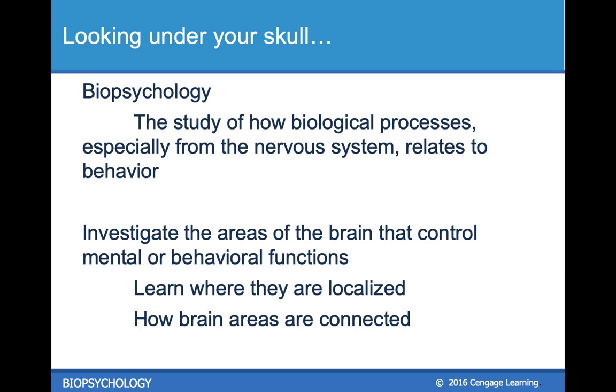So, the field of biopsychology is really important, and we study how the biological processes, especially that of the nervous system, relate to the behavior of that individual. And we can do this with a variety of different techniques, and we can investigate areas of the brain that control our mental and behavioral functioning. Importantly, we can learn where these things are localized. So, where on the brain structure or within the brain structure are we seeing these different patterns? And then, how areas are connected to one another in order to facilitate processing. So, we're going to talk about some of the different methods that we use.